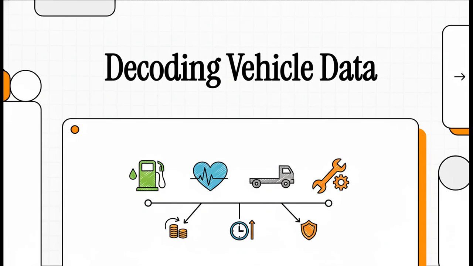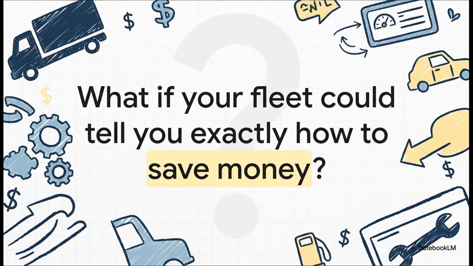Every single car, truck, and bus out there on the road today is basically a rolling computer, and it's constantly generating a huge torrent of data. But what is it all actually saying? Well, in this explainer, we're going to decode that secret language to unlock the really powerful, cost-saving information that's hiding inside your fleet. Because that's the real question, isn't it?